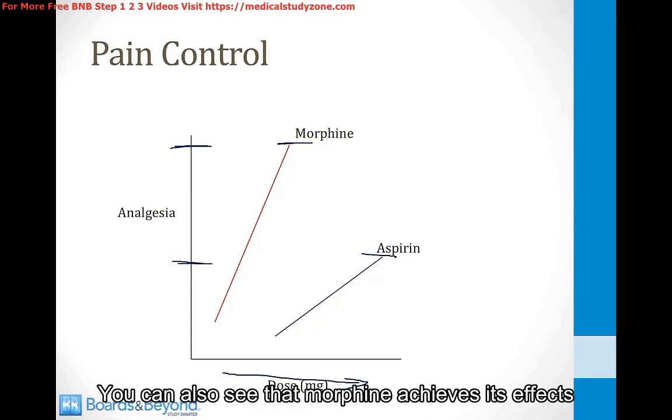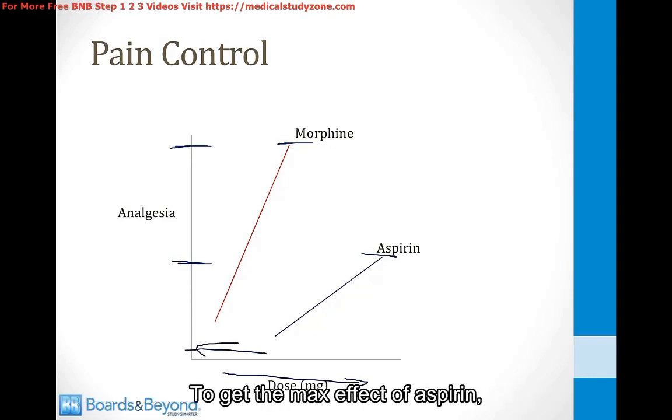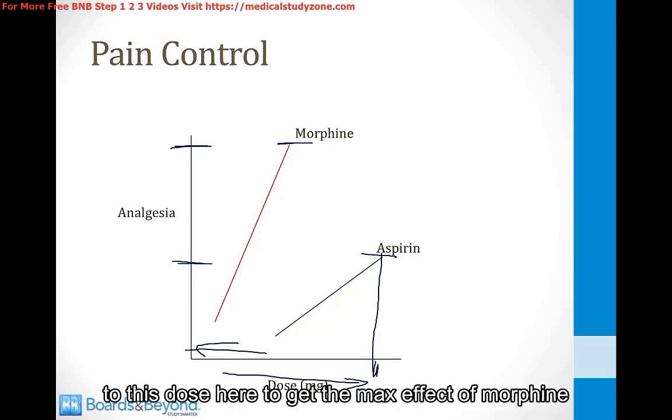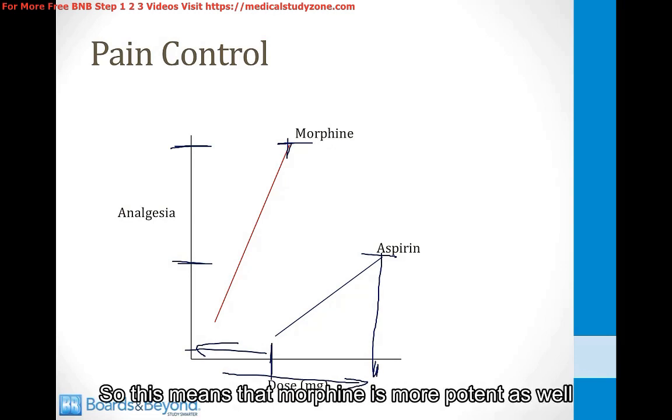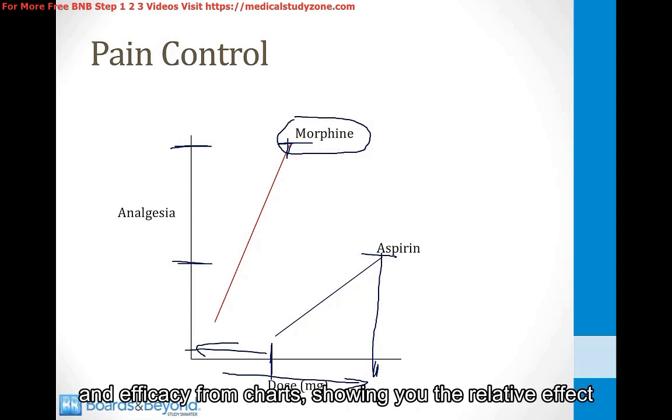You can also see that morphine achieves its effects at a much lower dose on the x-axis compared to aspirin. To get the max effect of aspirin, you have to go all the way up to this dose here. To get the max effect of morphine, you only have to go up to this dose here. So this means that morphine is more potent as well. And you should get comfortable identifying potency and efficacy from charts showing you the relative effect at a given dose of two drugs.